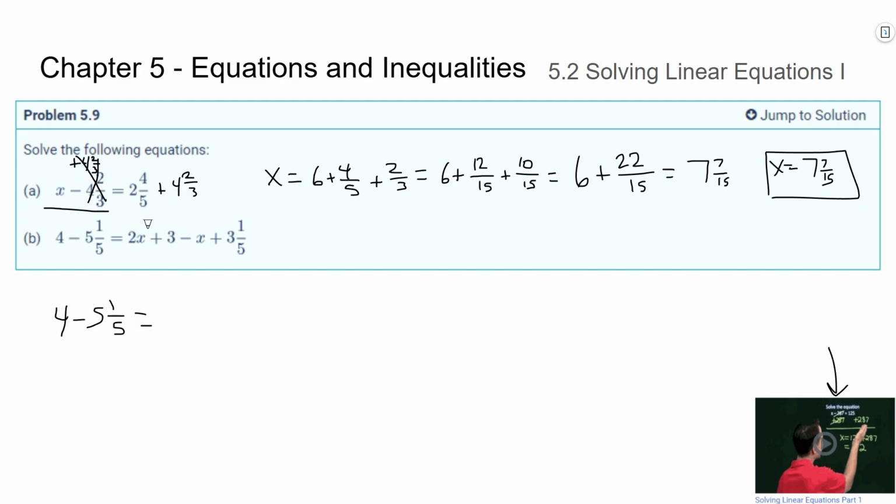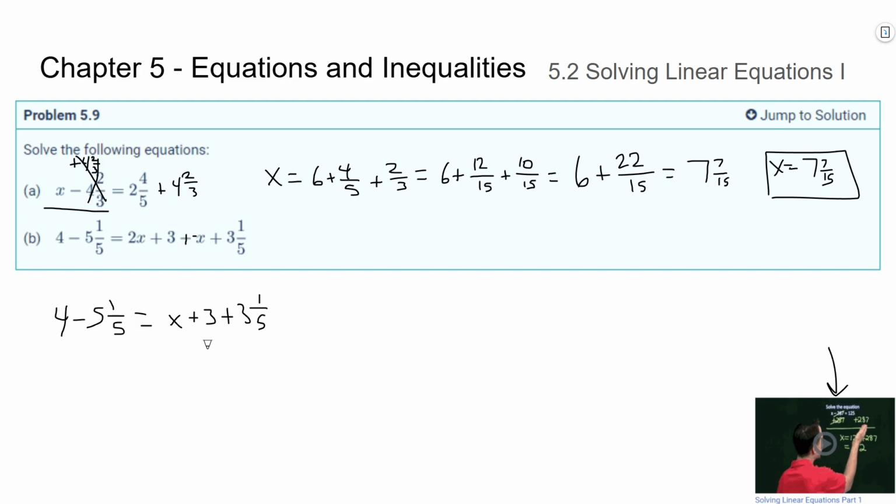Equals. All right, so we see on this side we have a 2x and we have a minus x. If we were to convert this to addition, plus negative x, now we can use the commutative property. We could put the 2x minus x next to each other, and we're going to be left with one x left, right? If we have two x's, and we take away an x, then we'll have x left. Okay, we still have this plus 3 and plus 3 1/5. Okay, that makes it a little bit easier.